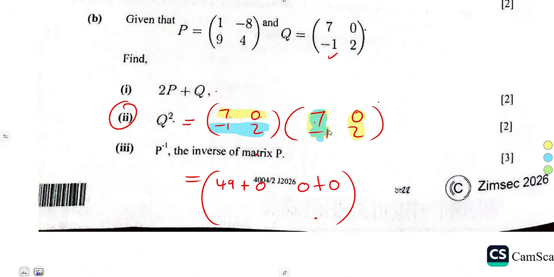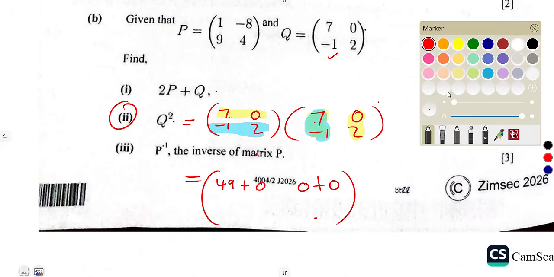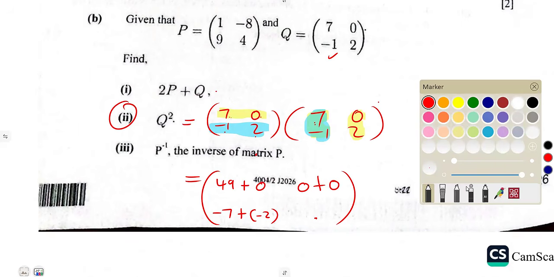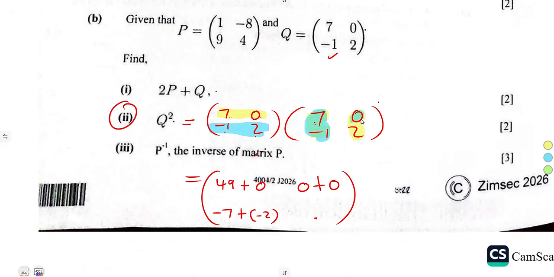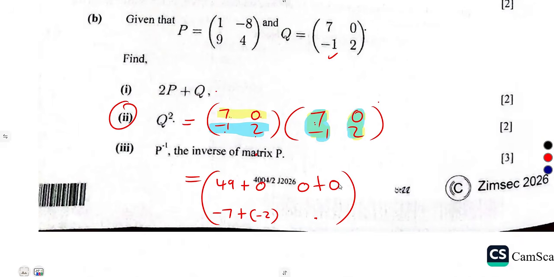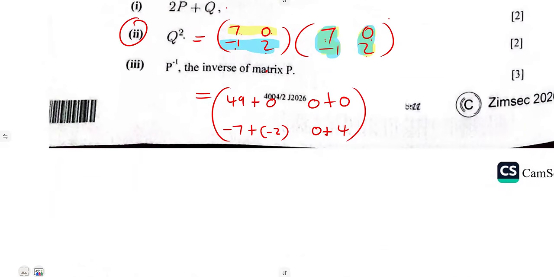You multiply to the first column. All right, let's multiply. Same as before. Minus 1 times 7, minus 7, plus 2 times minus 1, that's minus 2. All right, you move on to the second column using the same row, this one. Negative 1 times 0, that's 0, plus 2 times 2, that's what? 4. So you simply combine that.